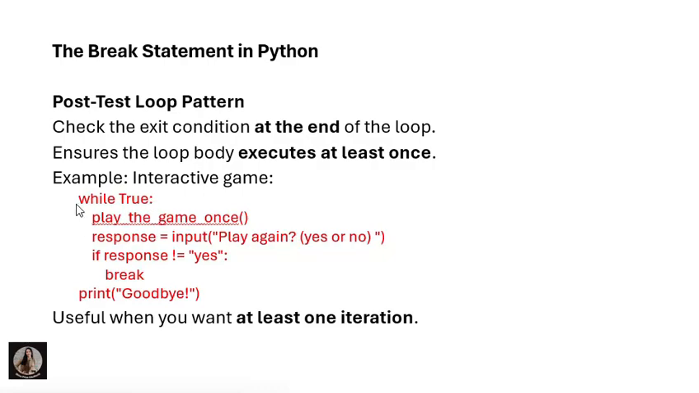Here it will keep repeating until I say stop. It has to run at least one round of the game, which means one match or one turn. After one match ends, it will ask the player, do you want to play again? If the player says no, which means response is not equal to yes, it will print goodbye. It is useful when you want to iterate at least one time. When you want to execute the loop at least once, this is very useful.